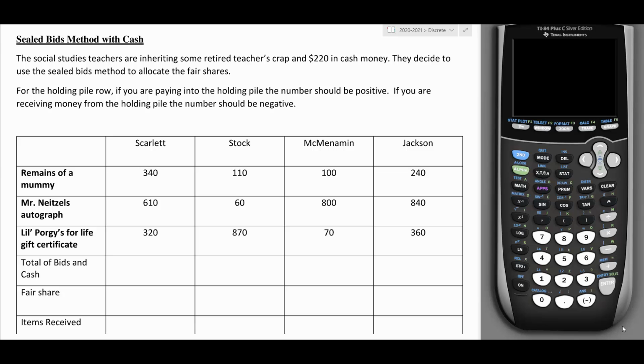And some things that you should know about the money is that everyone values the money the same, right? So $200 in cash is worth $200 to everyone, right? So there's no debating the value of cash in this scenario. All right. And as we go through the sealed bids process, I'll talk about where the cash tends to have an impact on things and how we handle it a little bit differently. Okay, so let's go ahead and get started here.